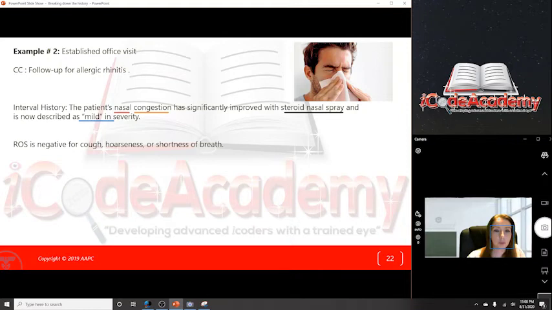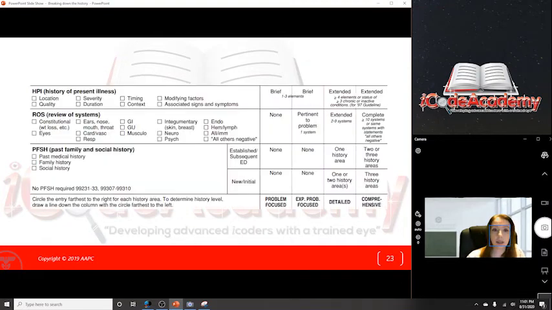And we can see for the review of systems, we have cough, hoarseness, and shortness of breath. All 3 of those are going to be systems, which are going to support our respiratory. All right, so let's fill it in.